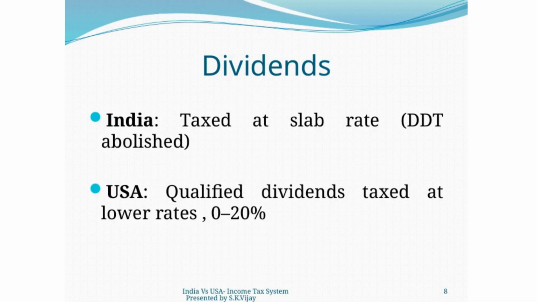It highlights how India and the USA approach the taxation of investment income differently, reflecting their broader income tax systems. Understanding these differences is key, especially as we compare the overall tax environments in these two countries. It shows how the tax policies impact investor returns and the attractiveness of each market.